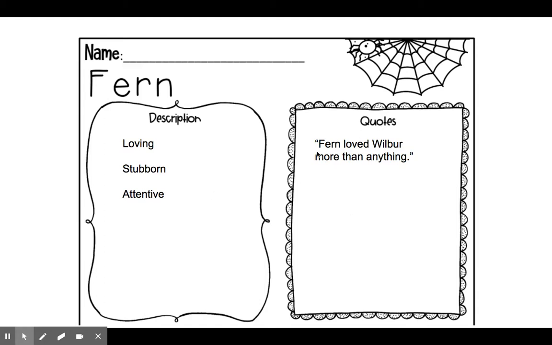Quotes. "Fern loved Wilbur more than anything." So I took that from the beginning of one of the chapters early in the book, and "Fern loved Wilbur more than anything." I copied that word for word and I put it in quotation marks. So that's a quote straight from the book.